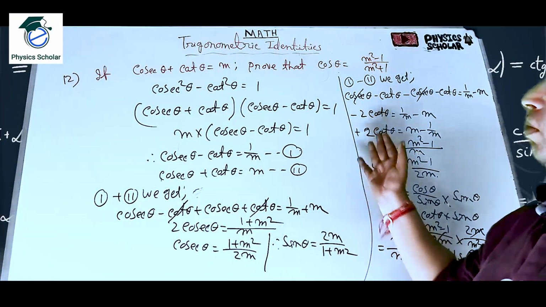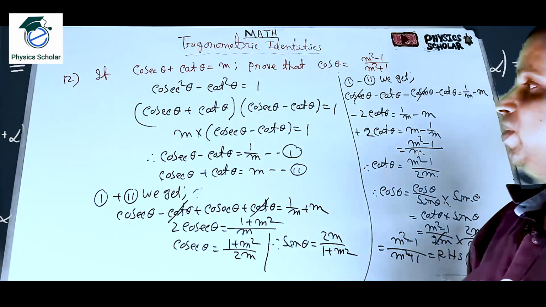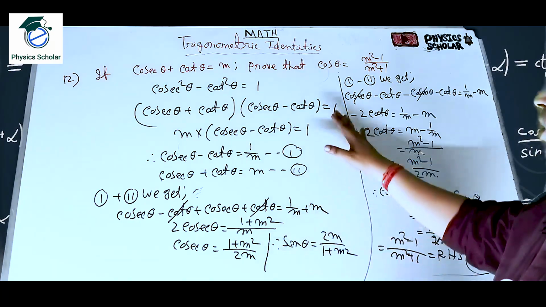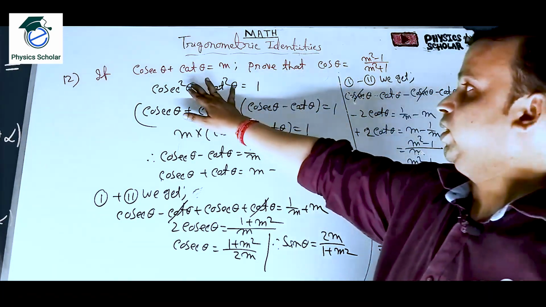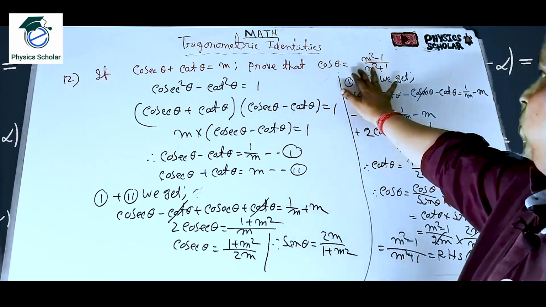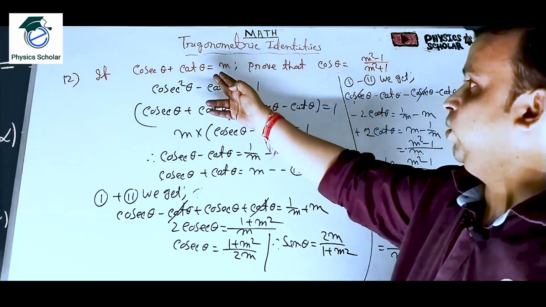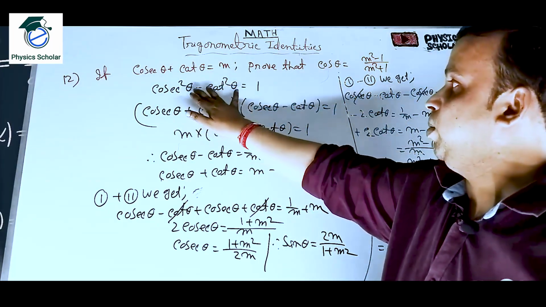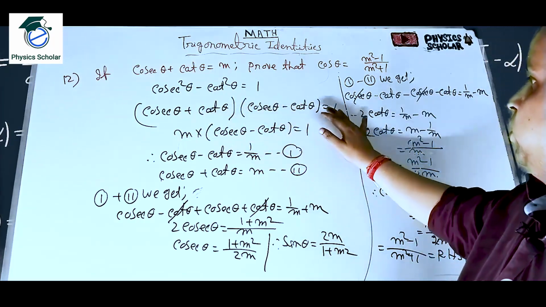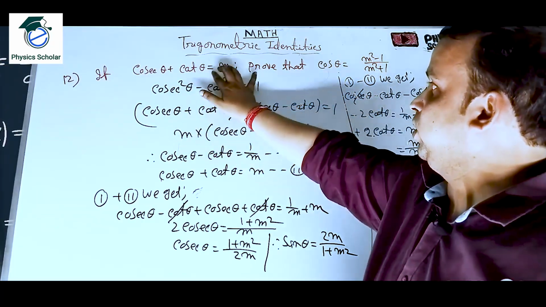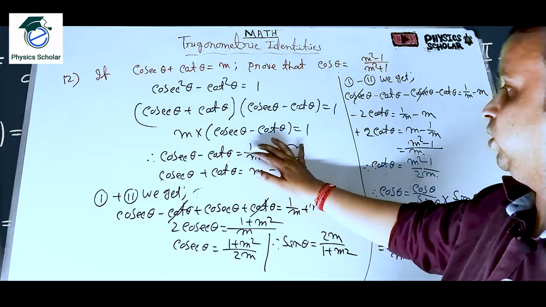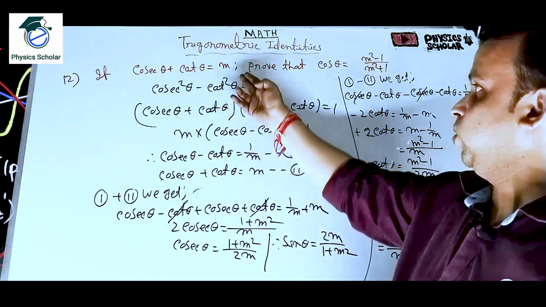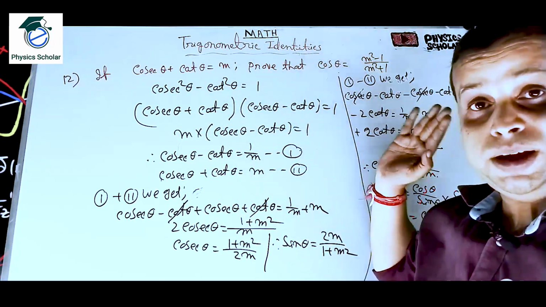Okay. So students, hope you have understood this. Clear? This type of sums we have done earlier also. So very easy. So cosec theta plus cot theta is equal to m. We have to prove cos theta is equal to this. Okay. So how are cosec and cot related? Cosec square theta minus cot square theta is equal to 1. So it is a square minus b square. That means a plus b into a minus b is equal to 1. So cosec theta plus cot theta is equal to m is given. So cosec theta minus cot theta is equal to 1 by m. And cosec theta plus cot theta is equal to m as it was given in the sum.